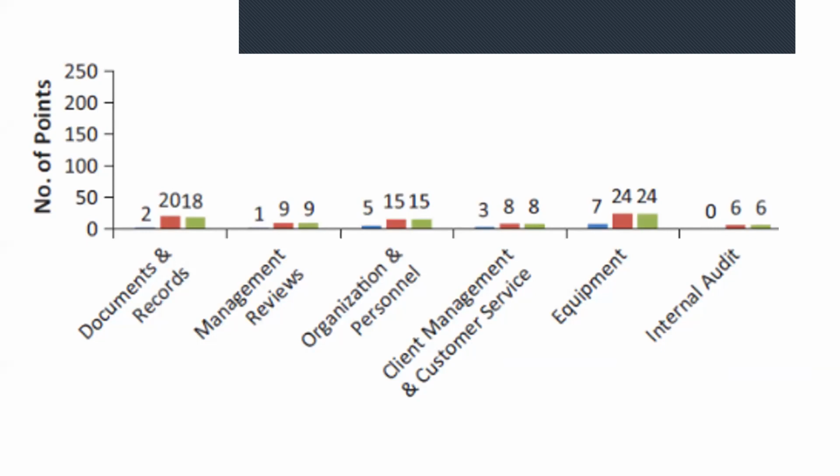The management review is interesting, because there was improvement, but the amount of improvement was not as impressive. The same apparently happened with client management and customer service. There was improvement, but not humongous. The two areas in this graph that had the most improvement, if you think about it, were documents and records and equipment. Okay, so I'm going to go to the next one.